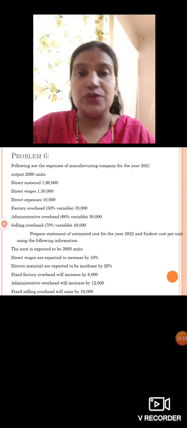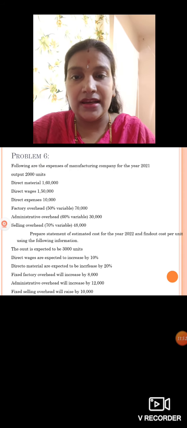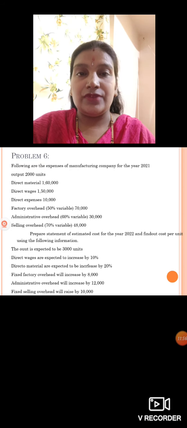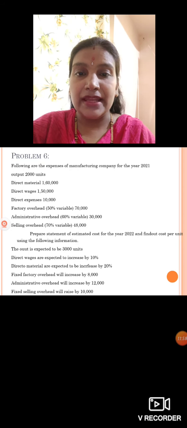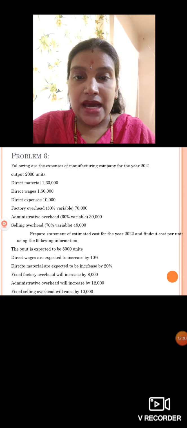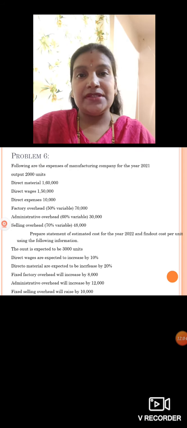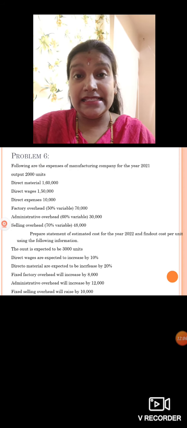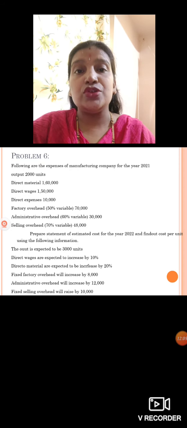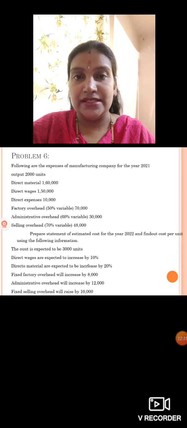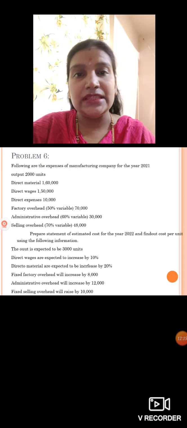Cost per unit also you have to calculate like the previous one we calculated. Output is expected to be 3000 tons for the year. For now, they are planning to produce 3000 units here. Then direct wages are expected to increase by 10%. Direct wages increase you have, not decline. So you are going to add 10% of direct wages. Per unit you should add 10%. Then you have to multiply it with 3000 units.